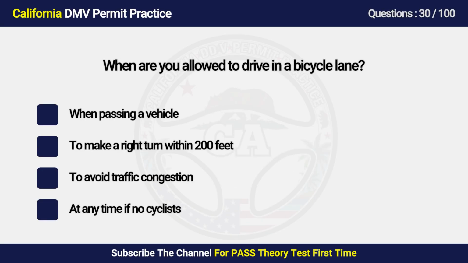A. When passing a vehicle. B. To make a right turn within 200 feet. C. To avoid traffic congestion. D. At any time if no cyclists.